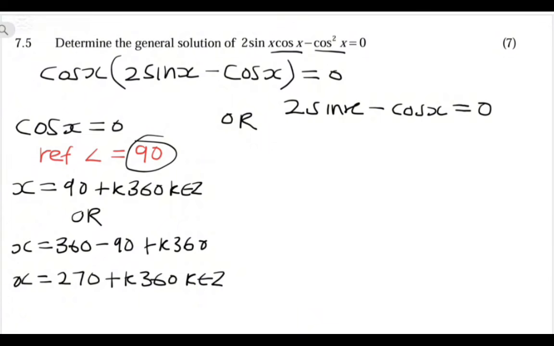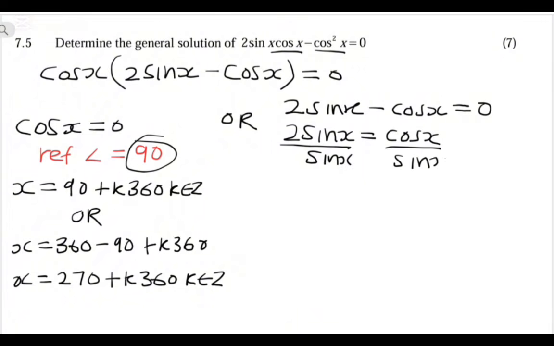So here we have 2 sine x minus cos x. How can we solve this? There is still a lot of work that we need to do. So we can take cos to the other side. So we're going to have 2 sine x equals cos x, positive on the other side. And we can divide both sides by sine x. So sine x cancels, and we're going to be left with 2. And then this is the reciprocal of tan, so we're going to have 1 over tan x.